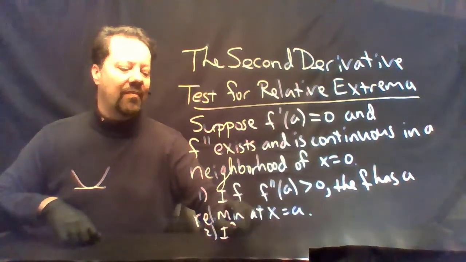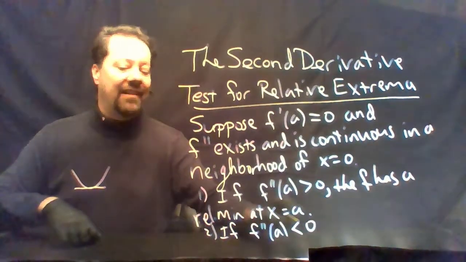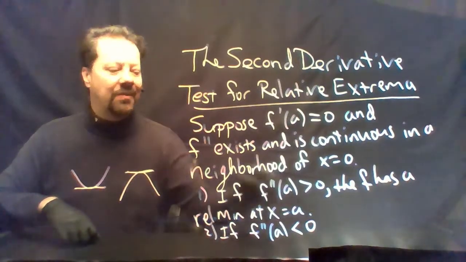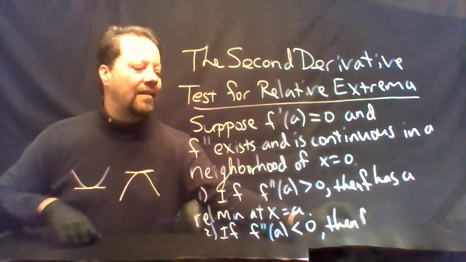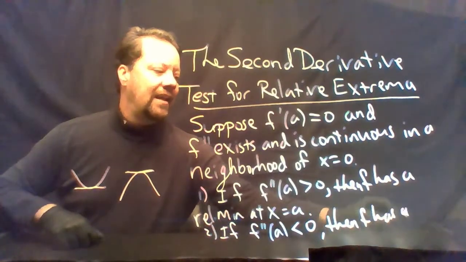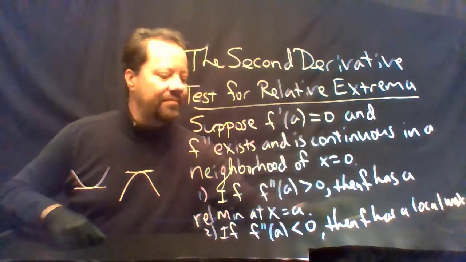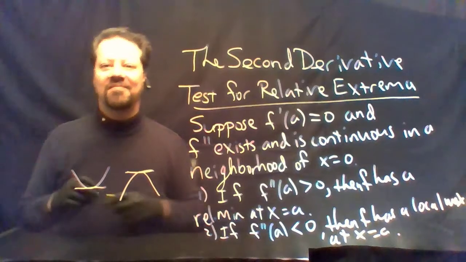Two, if the second order derivative at A is negative, so that it's concave down at that place where you have a slope equal to 0, then f has a local max at x equals A. The proof uses the first derivative test, believe it or not.